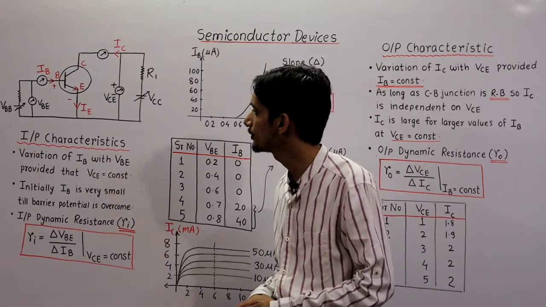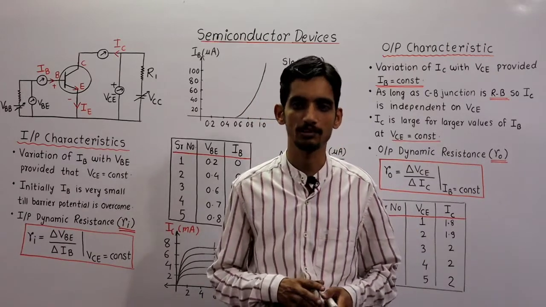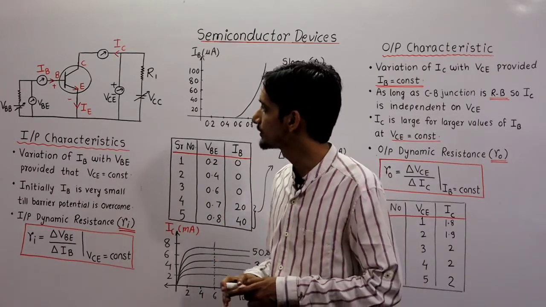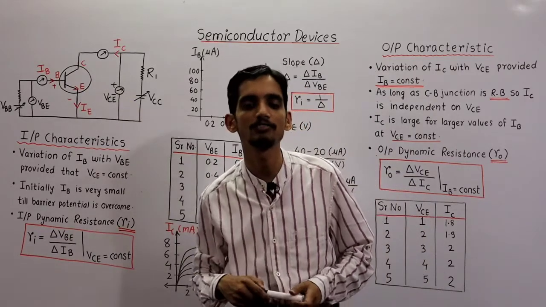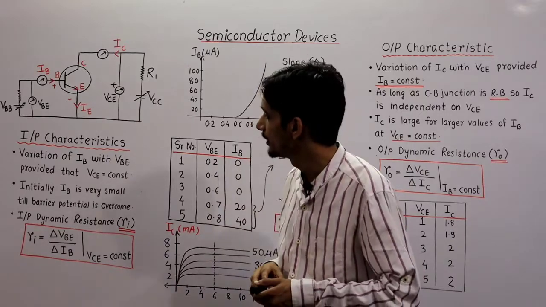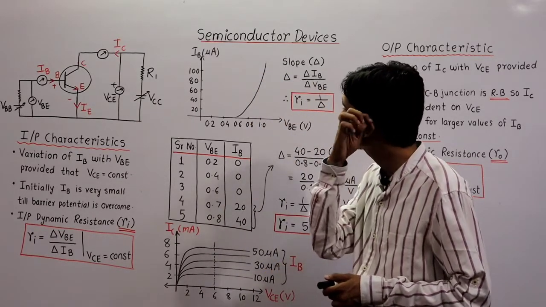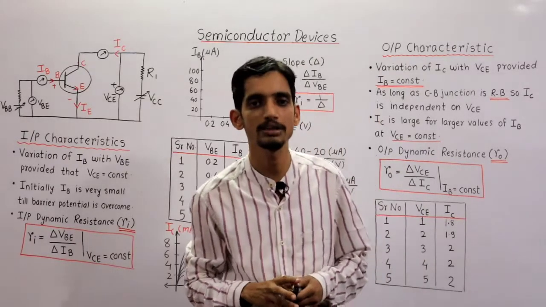Now we are going to discuss the characteristics of the transistor. As we discussed the different configurations of this BJT, that is CE configuration, CB configuration and CC configuration, now we are going to discuss the characteristics of the common emitter configuration, because it is important.